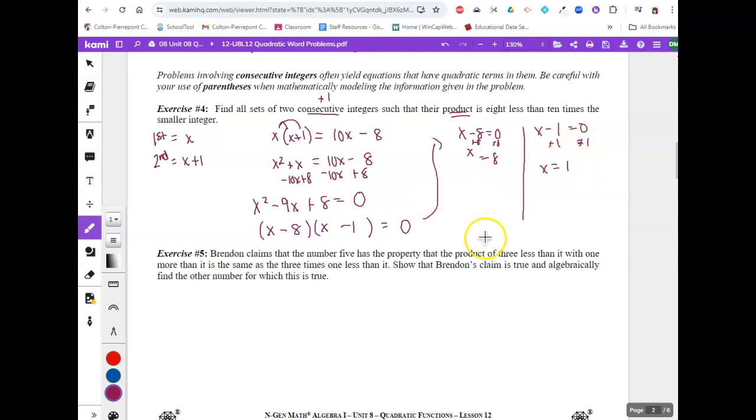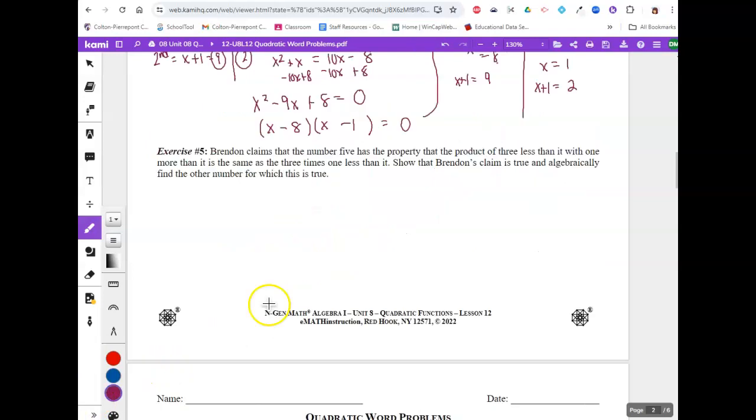All right, now we can use both of these integers. Now this would be the first integer. If x is equal to 8, then x plus 1 would have to be 9. So one integer could be 8, while the other one is going to be 9. So that's one set. But we actually have two sets. If x is equal to 1, then x plus 1 would equal 2. So it could also be 1 and 2. So there's two sets of answers for this, depending on what your consecutive integers are.